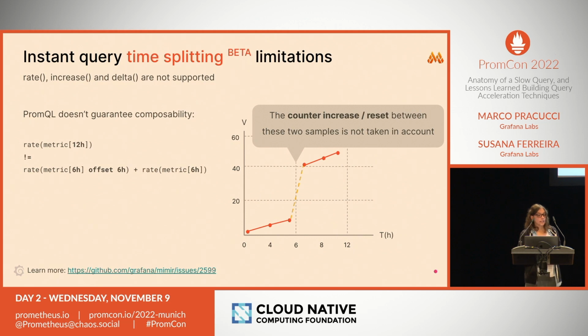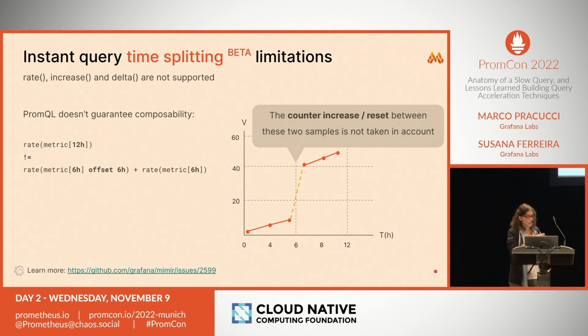However, there's a limitation to this feature that affects the correctness of rate, increase, and delta. And this is why we use max over time instead of the rate. This is because composability is not a guaranteed property in PromQL. So this means that the rate over the last 12 hours is not the same as the sum of 2 rates over 6 hours, because basically the difference between the two intervals is not taken into account.